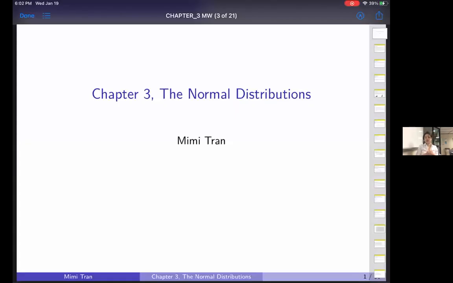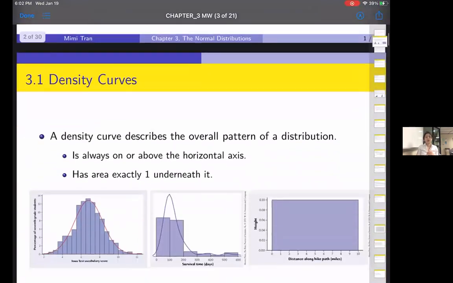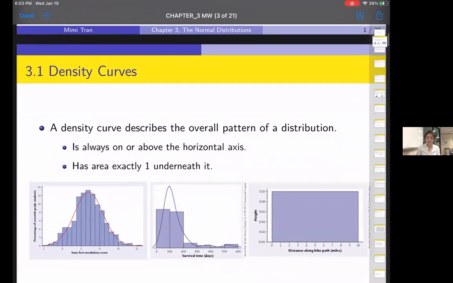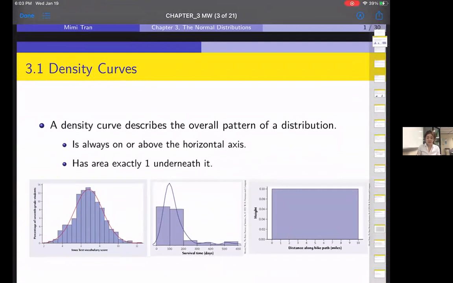Chapter 3 is dedicated to normal distribution, and a little bit of uniform distribution. Before we jump into the normal distribution, I want to introduce you to the density curve. The density curve is a smooth curve that you draw around your histogram or any other graph. Why do we do this? First of all, it's easy on the eye, and it's easier to calculate and work with.